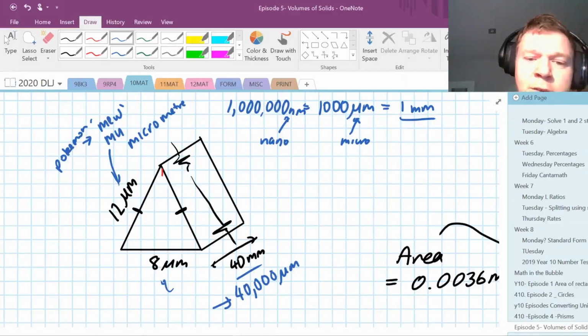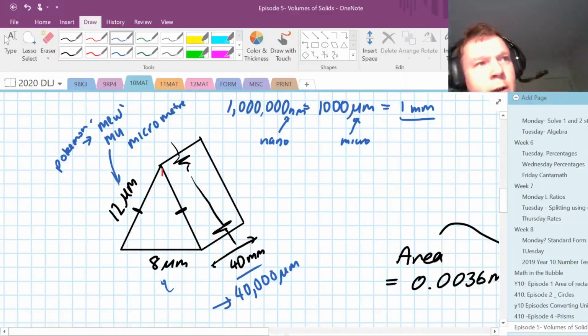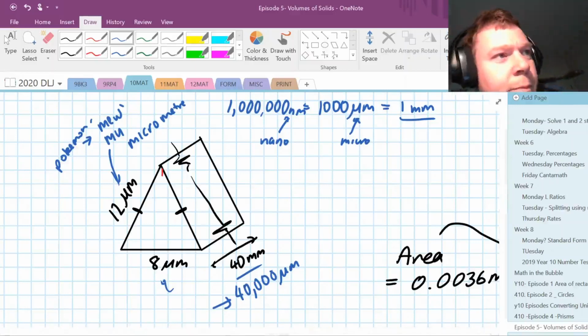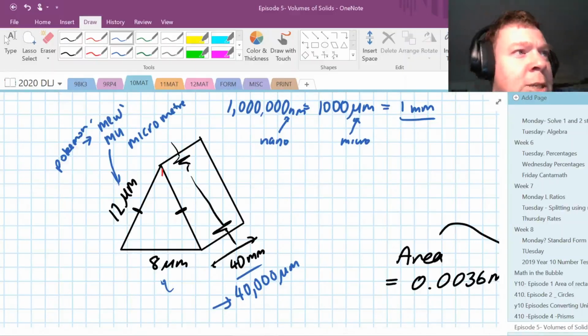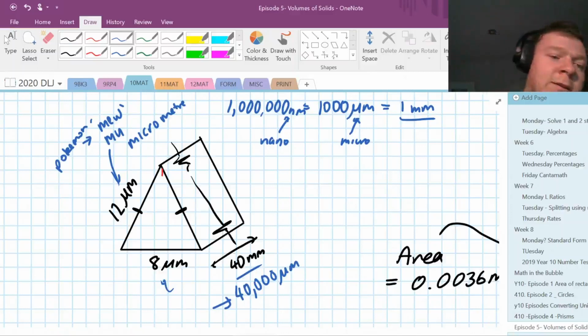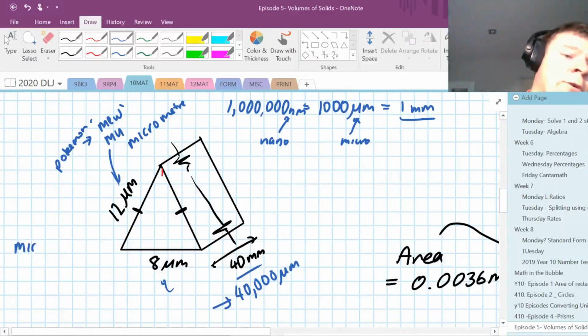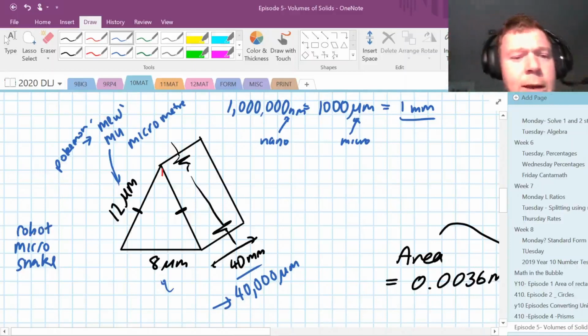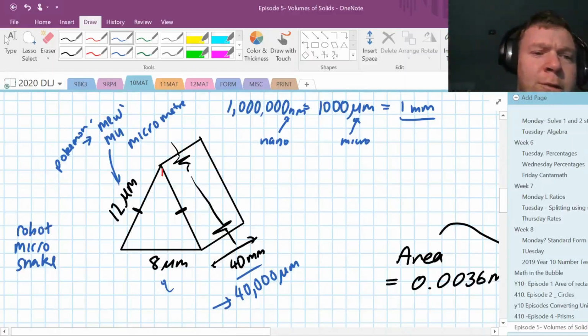So this is a really long, thin triangle. I was trying to make like a nanobot type thing. You can imagine some sort of nano snake that might help heal you one day would look like this, and you want to work out the volume of it. Well, not nano snake, micro snake robot. Okay, so let's find the volume of the robot micro snake.